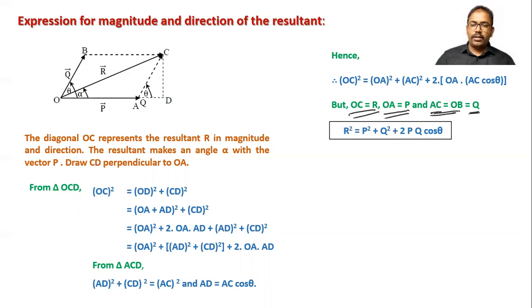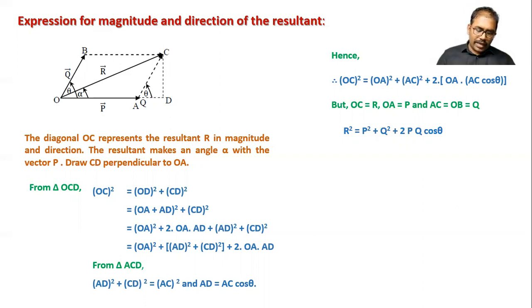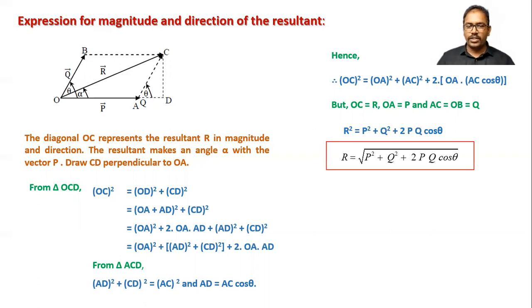This is for R square. Now R is the resultant, and we get its square. So we have to write the formula for R. We can write R is equal to the square root of P square plus Q square plus 2PQ cos theta. And this is the expression for magnitude of resultant in the parallelogram method.